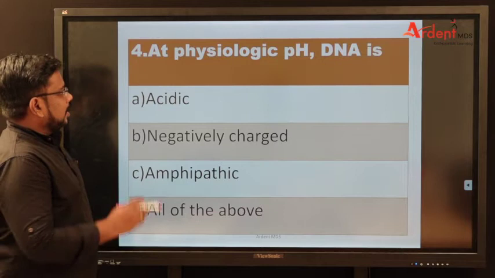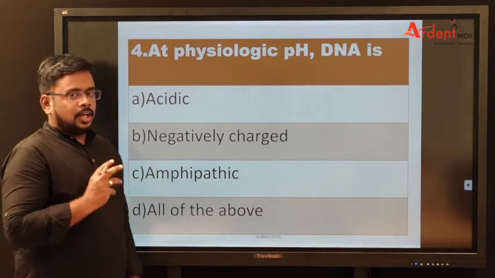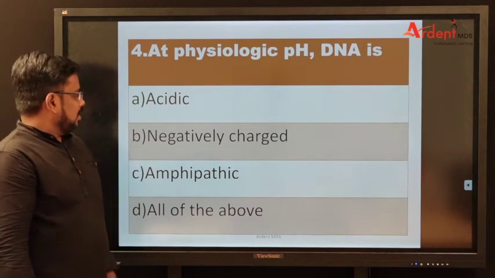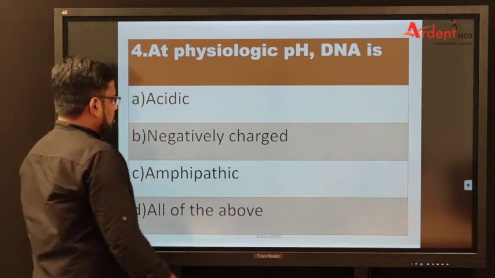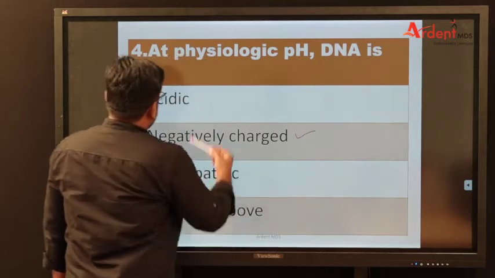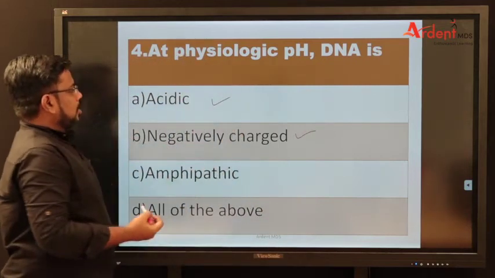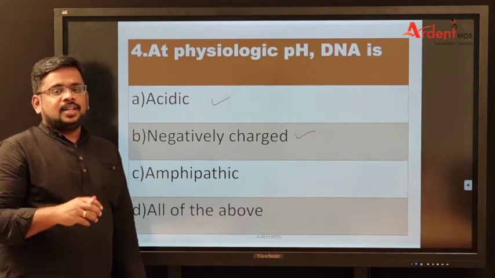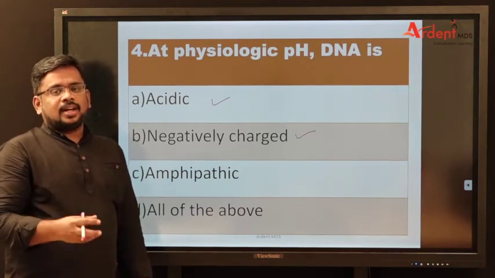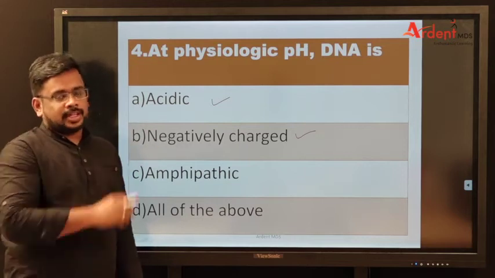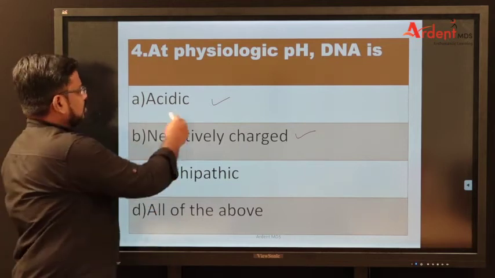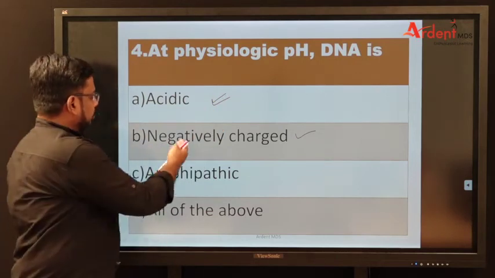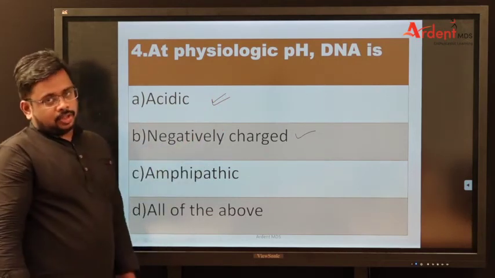Question number 4. At physiological pH, DNA is. What is the answer? DNA is negatively charged, right? Acidic, right? So why can we go for acidic? Because DNA is a deoxyribose sugar attached with a phosphoric acid. So this phosphoric acid, we can go for acidic. Phosphoric acid is negatively charged, so we can go for a negatively charged molecule, right?